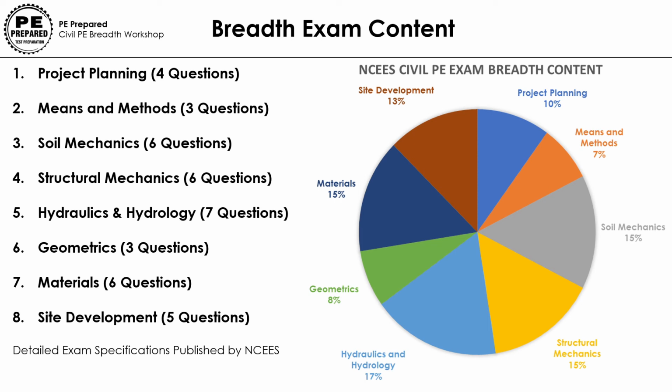So this slide shows the breakdown of the content of the breadth exam. Over on the right, you're going to see a pie chart where I've shown how the questions of the exam will be broken up into each category. The first thing that I would call everybody's attention to is that hydraulics and hydrology has one more question than any other subject area on the exam. It has 7 questions. The next highest number of questions is a tie between soils, structures, and mechanics of materials.